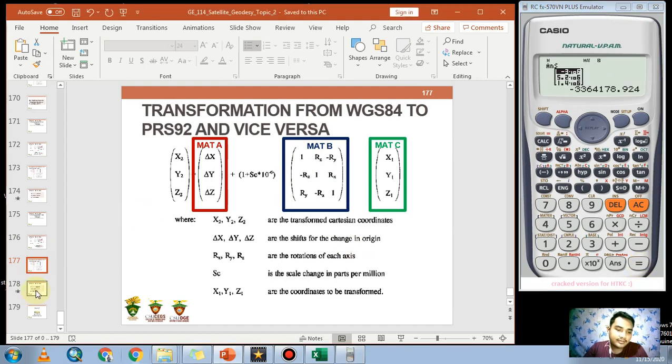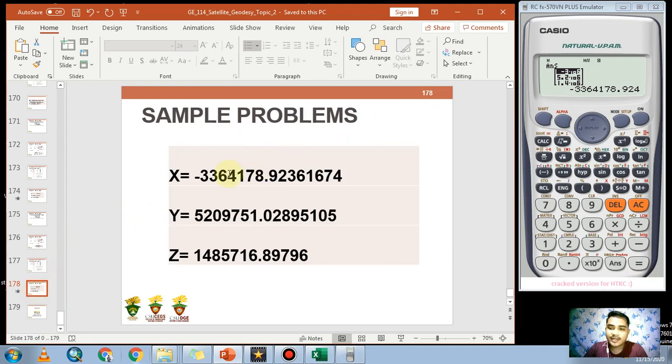Nag-sakto ta class, no? Atong check kung sakto ba ta, mao ni ang answer. Alright, negative 3364178.924. So check ta. For Y, 5209751.029. Sakto. Last, 1485716.898. So, therefore, sakto ato ang pag-solve and ato ang pag-process sa ato ang pag-solve on transformation parameters.